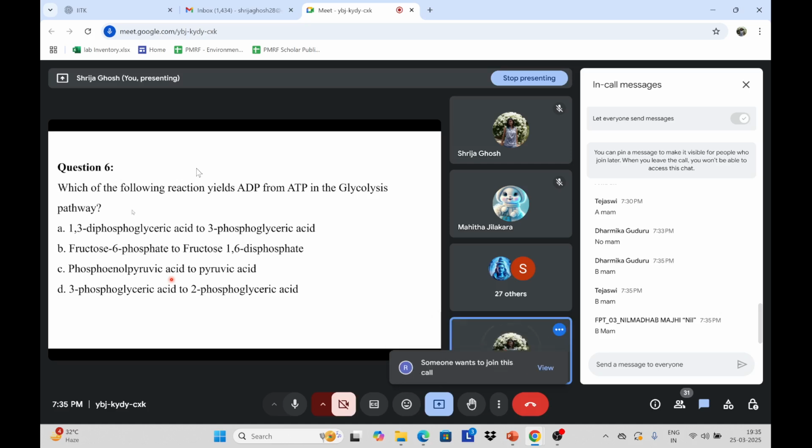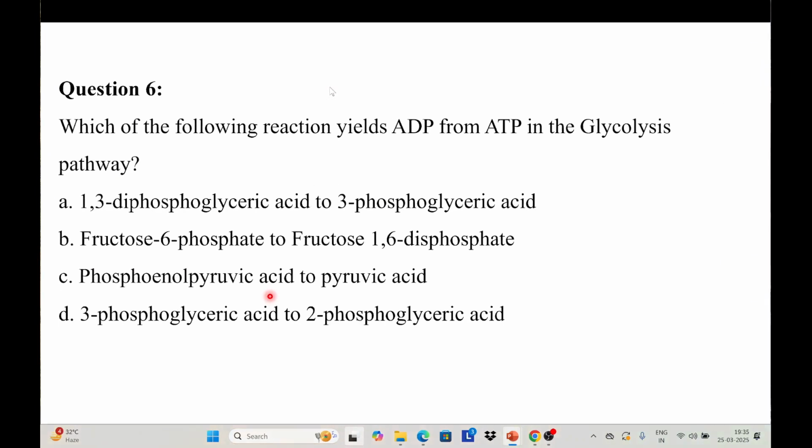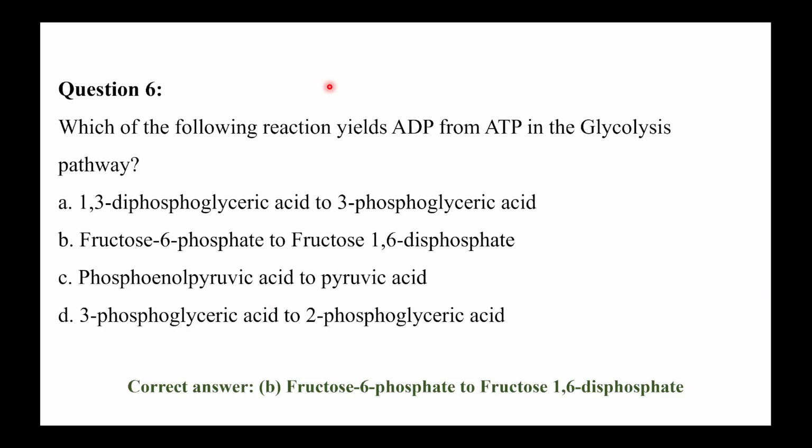Okay, we have 3 answers in the chat box. All of them are option B. Fructose 6-phosphate to fructose 1,6 diphosphate. Yes, that is the correct answer. Option B. You just have to use logic here.